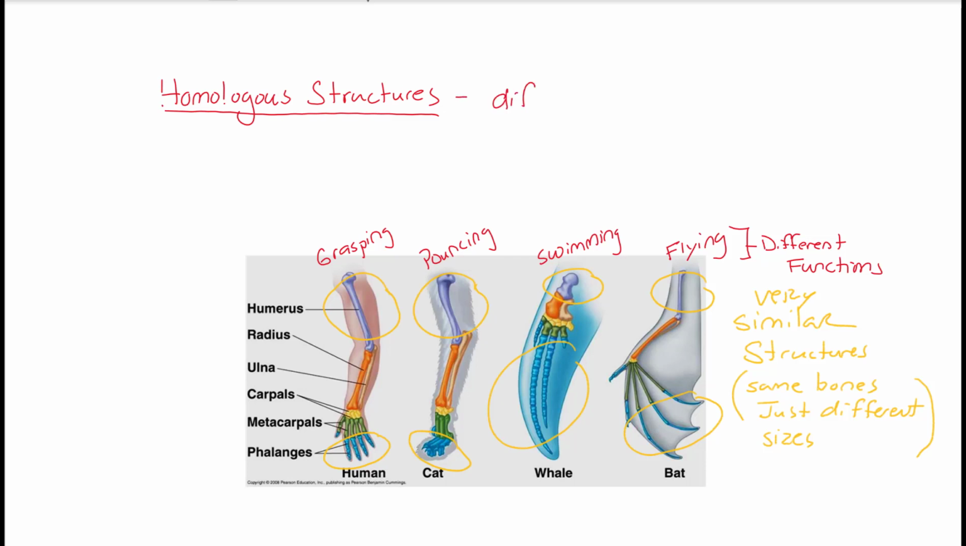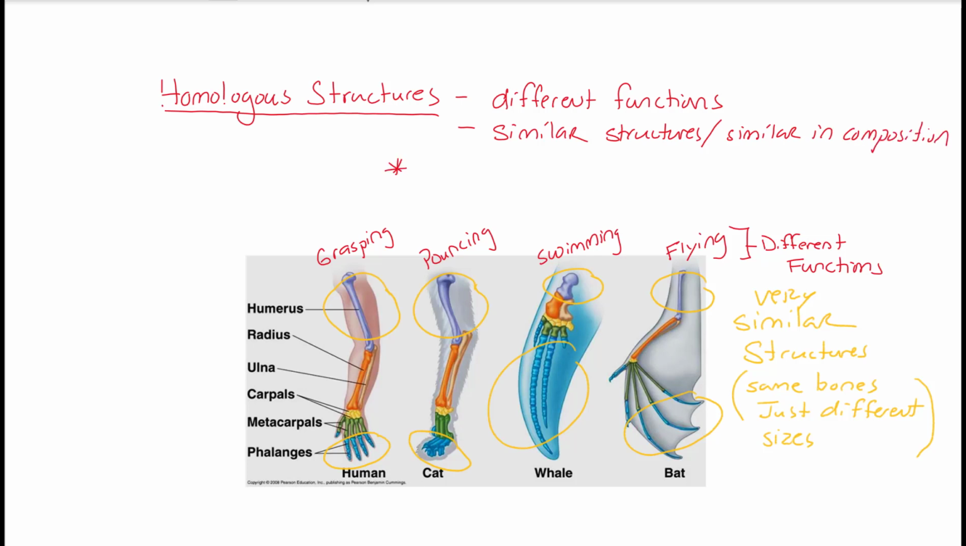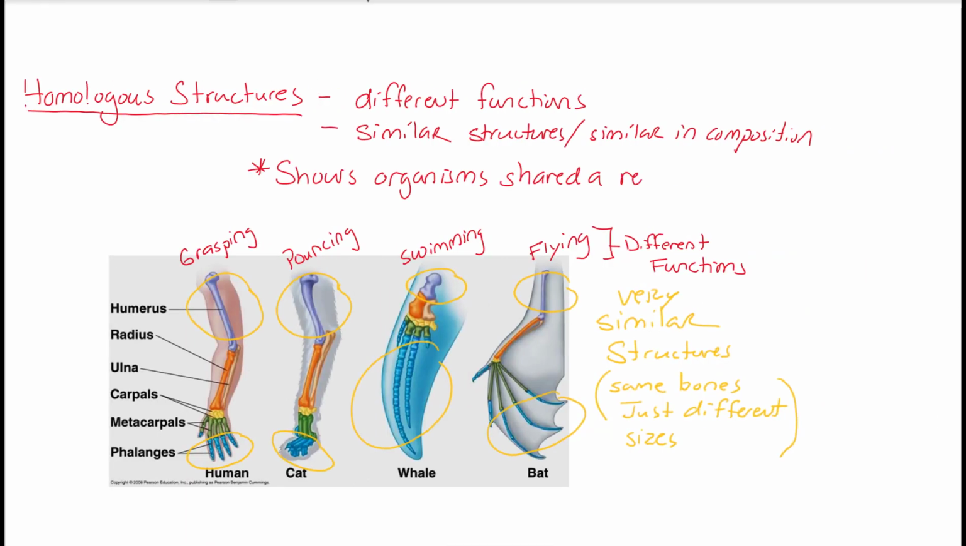So homologous structures, which these are called, have different functions but very similar structure, like bone structure. So very similar composition, different functions. This shows that they all had a common ancestor relatively recently if they have the same order of bones, the same type of bones.